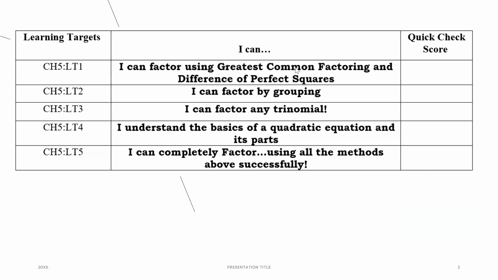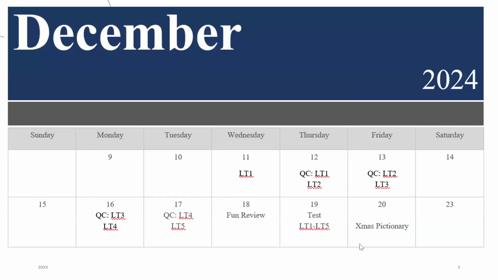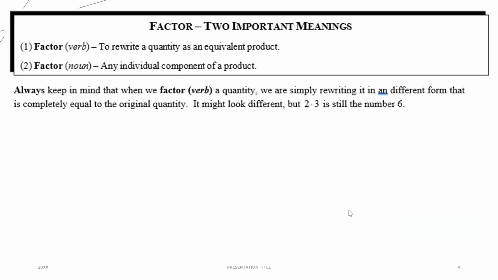Here we go. I can factor using greatest common factor and the difference of perfect squares. Our calendar is no longer correct, so we're moving on.